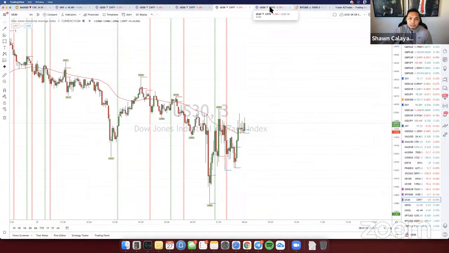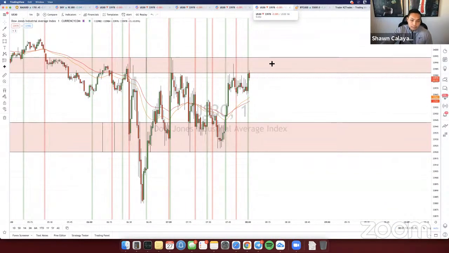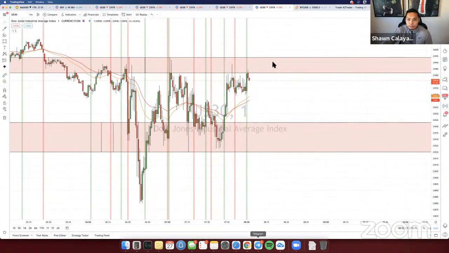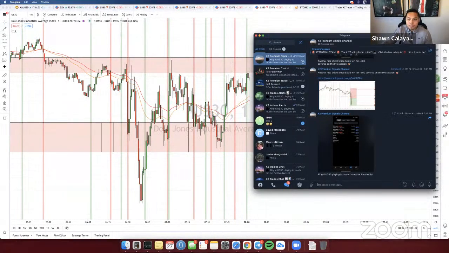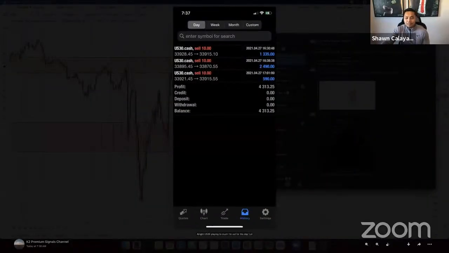If you're that type of person that's impulsive, you should probably hold off, close your computer, and be happy with your profits, right? Because I'm already up 4,000 for the day. I don't want to get rid of this. I literally just want to close the day and be happy with my 4,000 for the day.